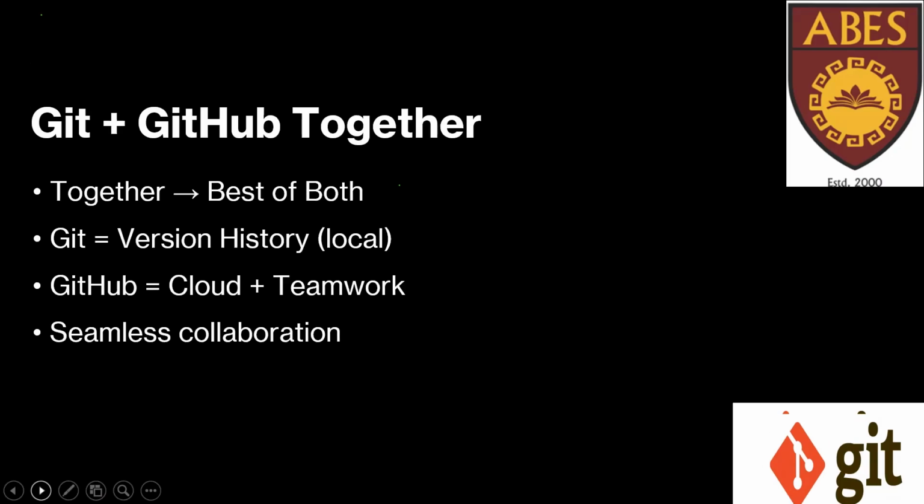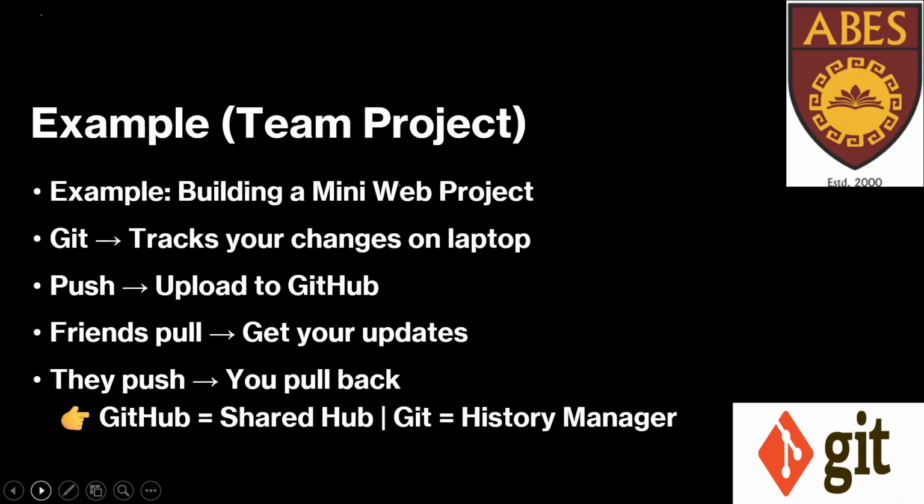For example, imagine you and your friends are building a mini web project. On your laptop, Git tracks your changes like saving checkpoints. You push it to GitHub. Your friends can see and pull updates. They add new features, maybe push again and you pull back. GitHub acts as a shared code hub and Git acts as the history manager.